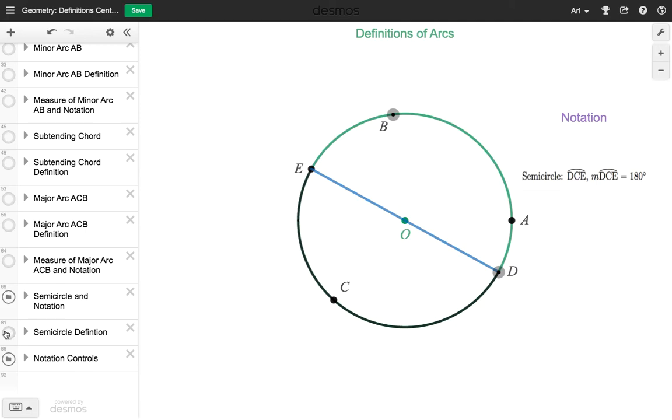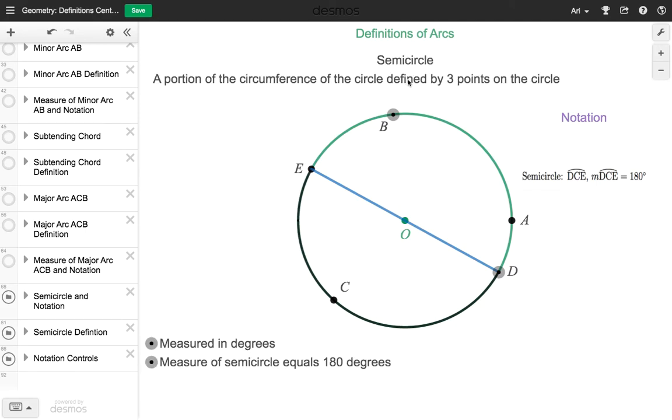Here it is. And a semicircle is a portion of the circumference of the circle defined by 3 points, just like a major arc. We'll talk about why in a second. And a semicircle always measures 180 degrees. And you'll see, just like in the major arc, we use the notation with 3 letters here because semicircle DCE is different than semicircle DAE, because here we're talking about the semicircle that's outlined here in black versus the semicircle here that's outlined in green.